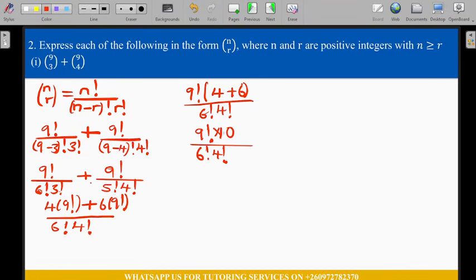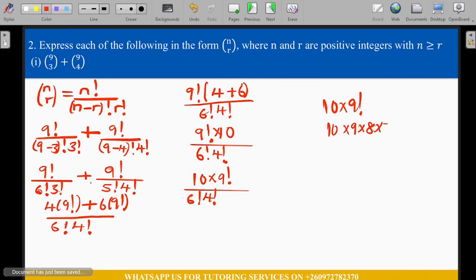So now we can see that 10 is bigger than 9 when we ignore the factorial. So what we'll do is we'll start with a 10. So we say 10 times what? 9 factorial over then 6 factorial, 4 factorial. So now here we can combine, because when we have 10 times 9 factorial, you know this can be written as 10 times 9 times 8 times 7 times 6 up to 1.